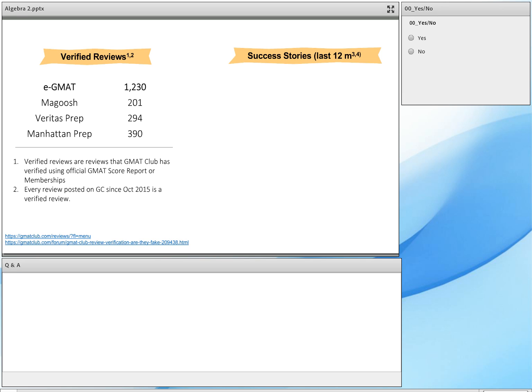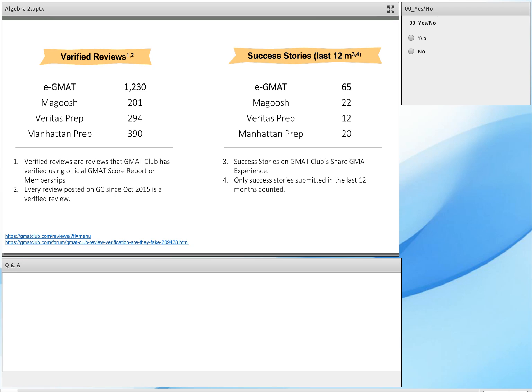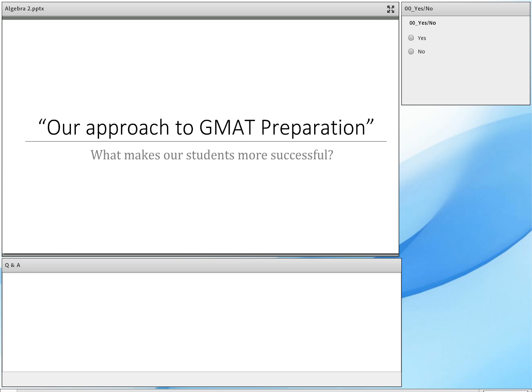Similarly, if you take a look at the number of success stories written on GMAT Club Share My GMAT Experience, you will find a very similar story. e-GMAT has been mentioned more frequently in those success stories than the next three most popular test prep companies. The links to both these stats are over here, so definitely verify the same. Now, it begs the question: what makes our students more successful?